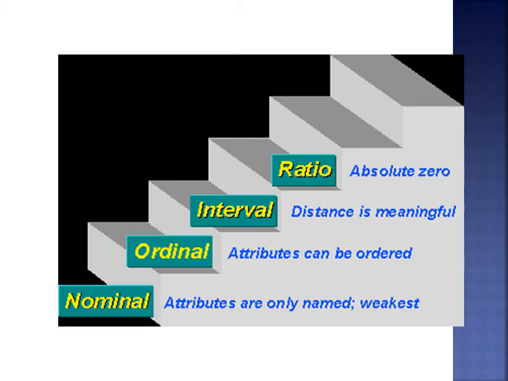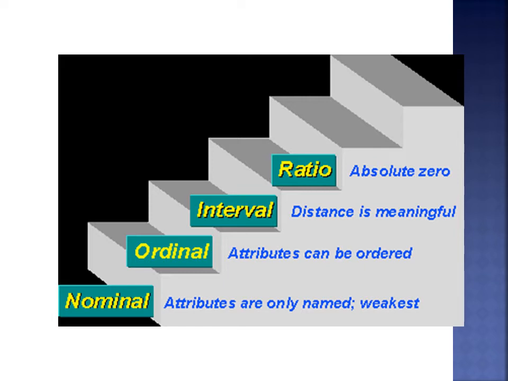Here are the four levels. As you can see, it's like a staircase. The lowest one would be the nominal. Next to it is the ordinal, then we have the interval, and then the ratio. Just to give you a glimpse: nominal means the attributes are only named. This is the weakest. Then we have the ordinal, where attributes can be ordered. Interval, distance is meaningful, and ratio, it has an absolute zero.